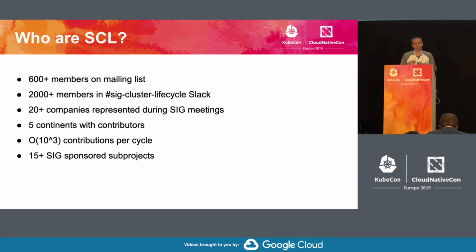We have over 600 members on the mailing list. There's 2,000 people on Slack, just our Slack channel. They're comprised of well over 20 companies now, especially with the recent incarnations of Cluster API, on 5 different continents that we know of. There might be somebody in Antarctica. We're just waiting to see if someone down at IceCube is hacking away. Every cycle, we have in the order of thousands of commits from just our SIG alone. And currently we have over 15 sponsored SIG subprojects.